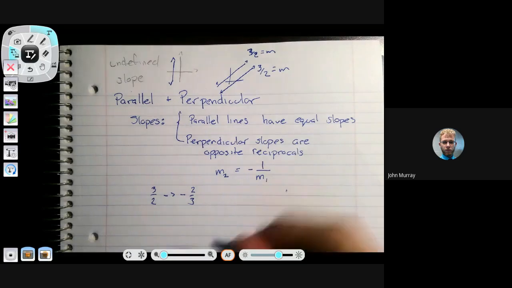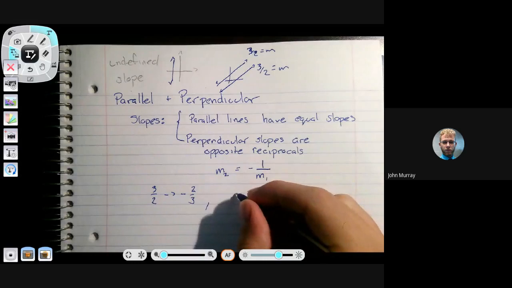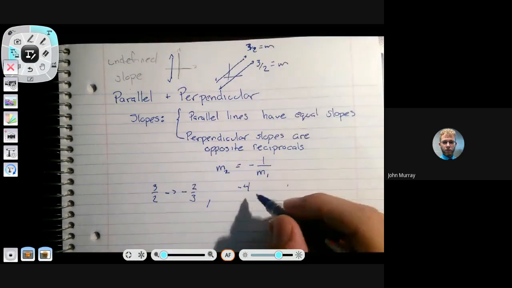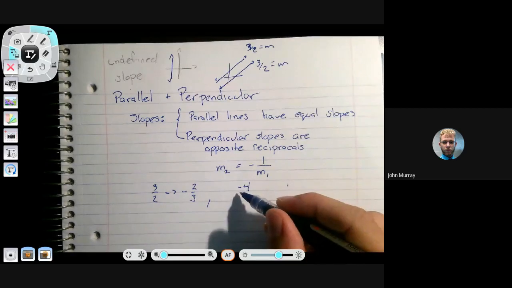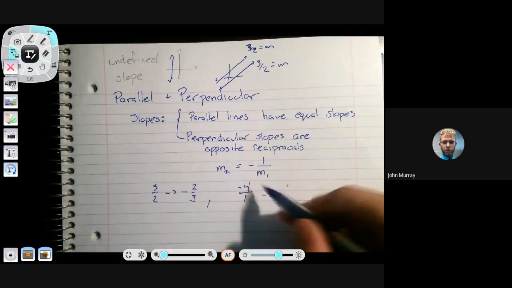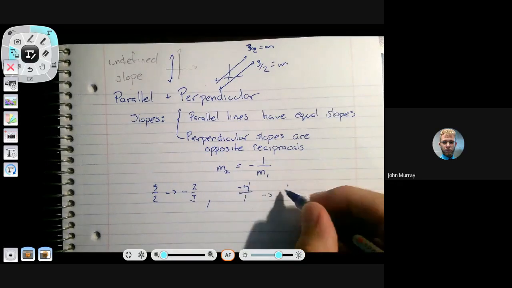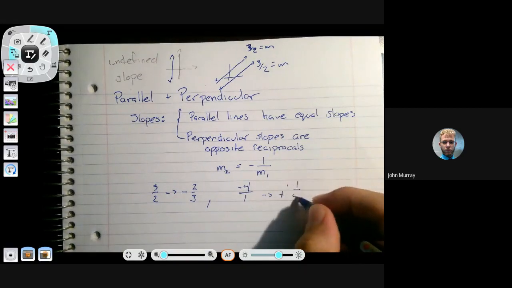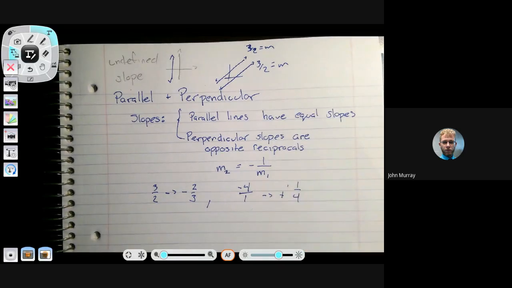Okay. What if my slope was just -4? This always kind of throws a wrench in the system. If I have a whole number, what could I always make that into a fraction? What can I always put it over? 1. So the opposite reciprocal, we would change from negative to positive. Now you don't have to put the plus sign. I know what you mean if you don't put it. And then we would flip 1/4. Okay, so those would be perpendicular slopes.